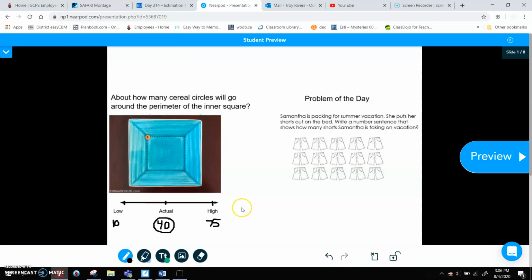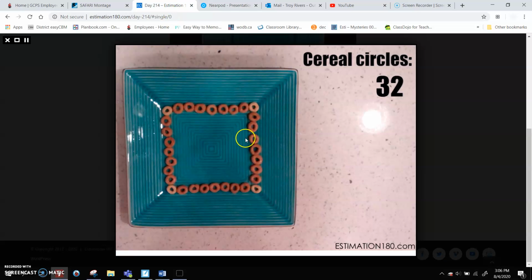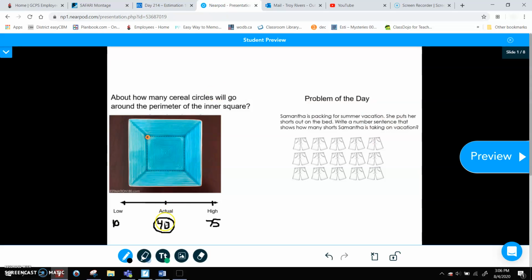And then once we go through it each day, you'll also get to see the answer. So in this example, the answer is actually 32. So my answer was pretty close. I was 8 away. It fell in between the low and the high estimate. You're also going to have a problem of the day in which you're going to answer it down here.